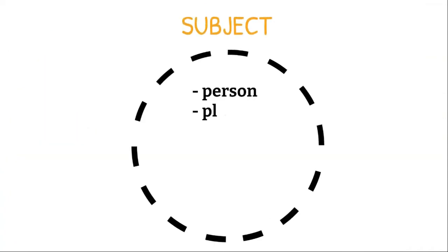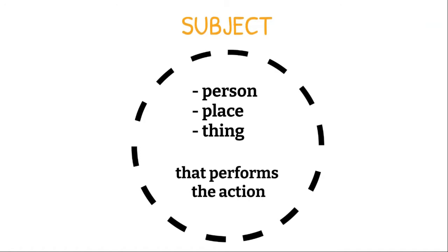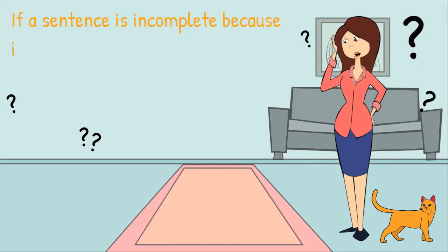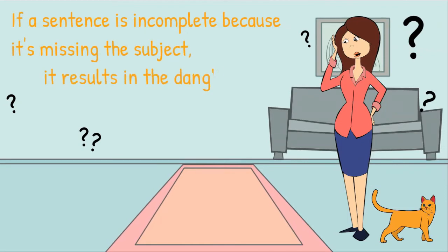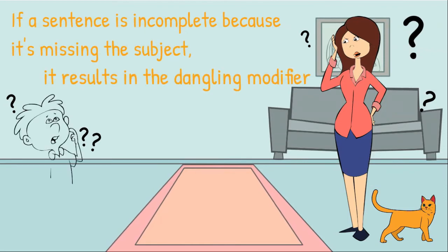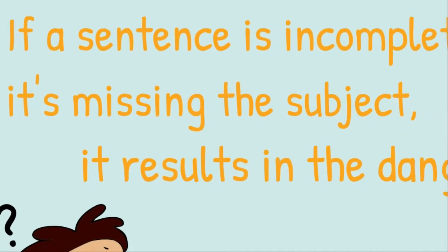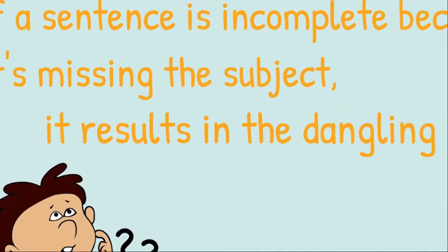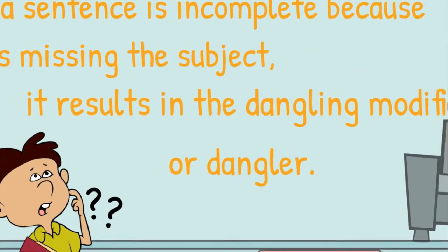If you remember from my first video, the subject is a person, place, or thing that performs the action. So, if a sentence is incomplete because it's missing the subject, it results in the dangling modifier, or Dangler, leaving the reader wondering what the sentence is trying to say. It's easier to see in an example.